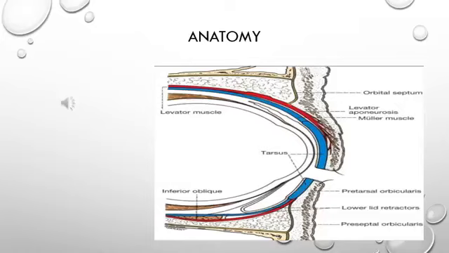The upper lid retractors involve the levator palpebrae superioris, supplied by the 3rd cranial nerve, and also the Müller muscle, which has a sympathetic nerve supply, while the lower lid retractors are more rudimentary.